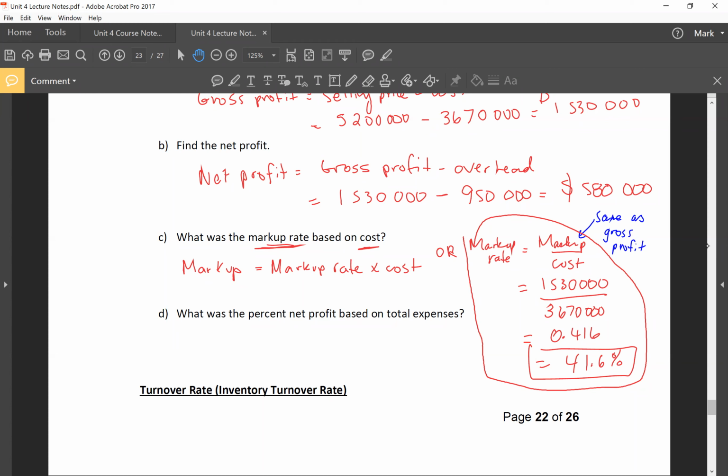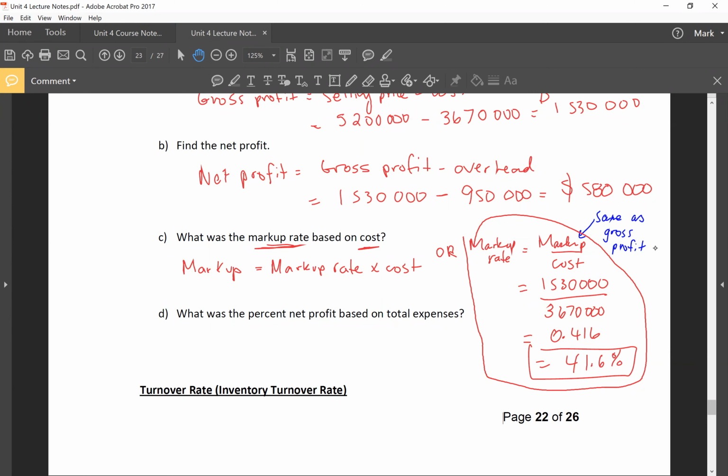D, what was the percent net profit based on total expenses? Now, some of you might not have done D because there's no formula for D, but that's correct. There is no formula. This is a question that explains itself. What is the percent net profit based on total expenses? What that means is I want to find the ratio of net profit compared to total expenses. So there is no formula for D.